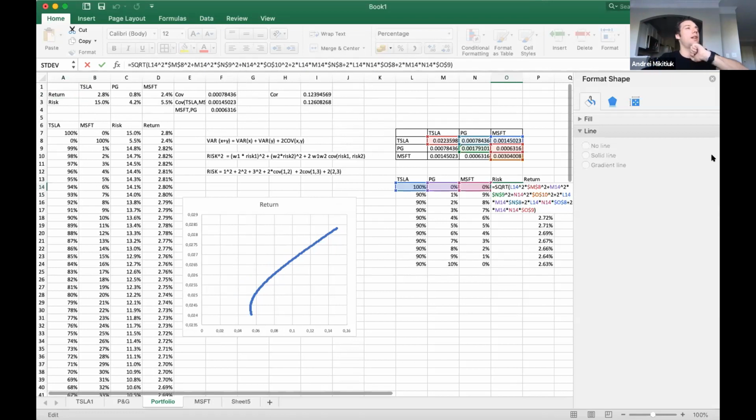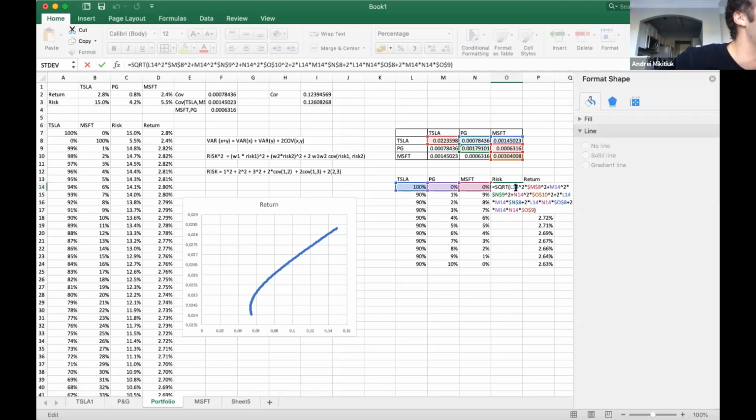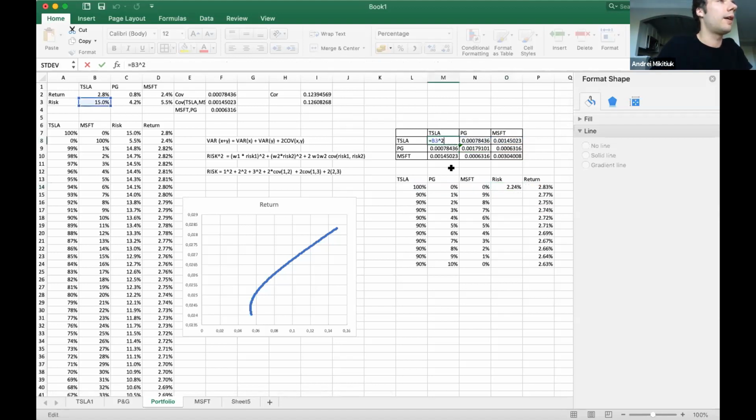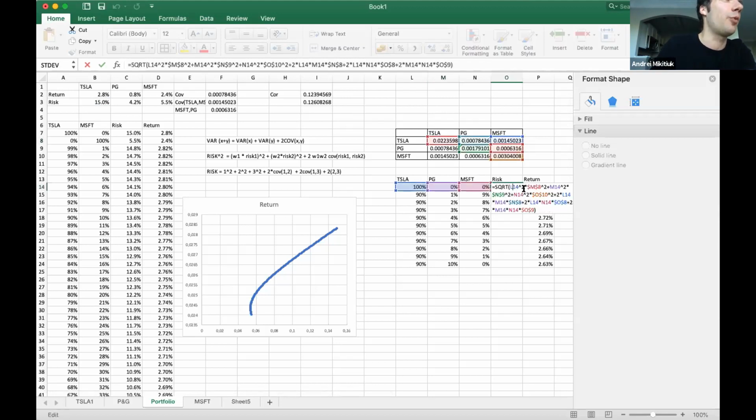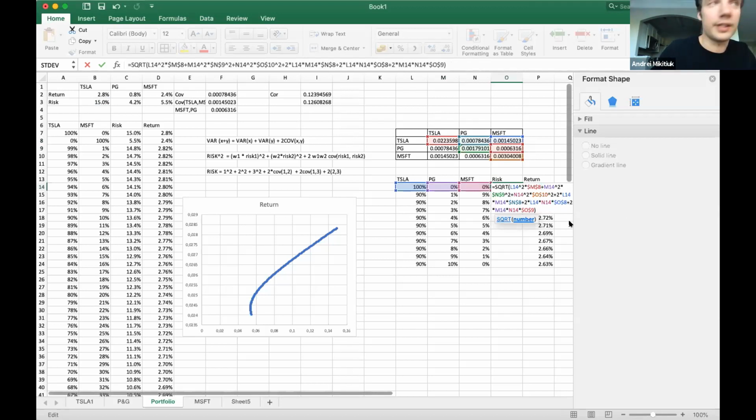So let's check what we got wrong. So Tesla. The bad thing is if I copied something... I see. It's already squared. I already squared that in the table. So we don't need to square the diagonal.